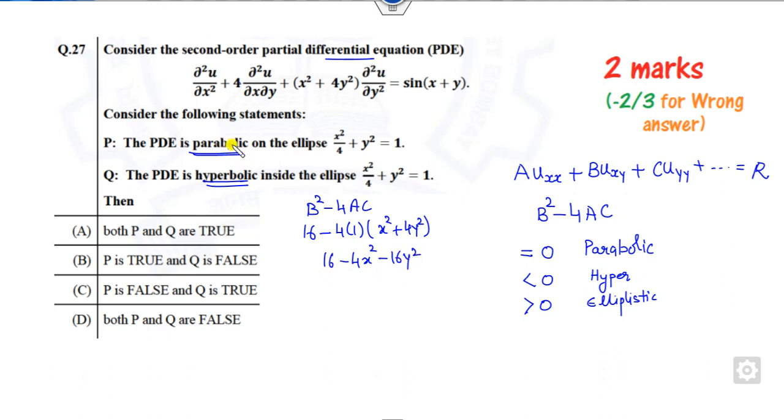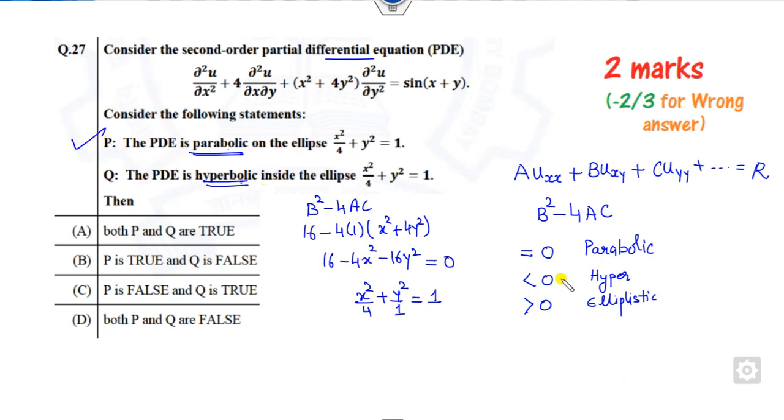Now for the first part, it's parabolic. For parabolic, it must be 0. Once it is 0, you can solve it. You can see this is nothing but x square by 4 plus y square upon 1 is equal to 1. So is it true? Yes. It means this is a correct option.